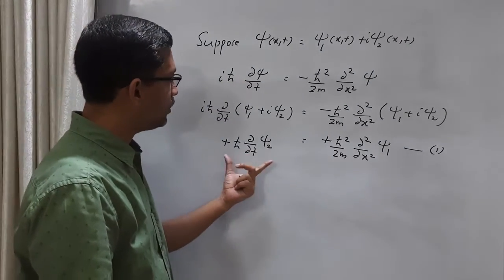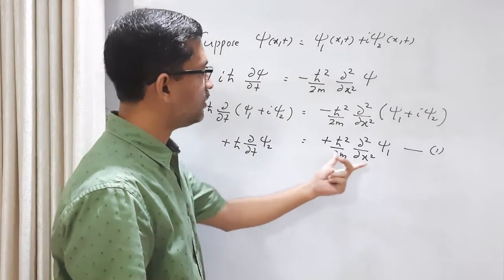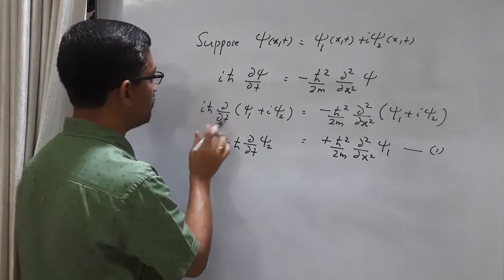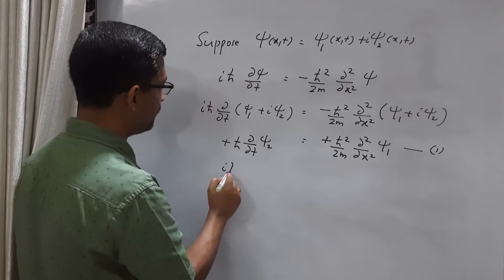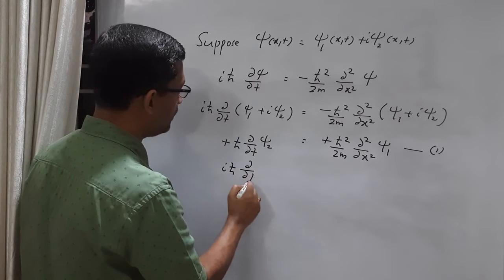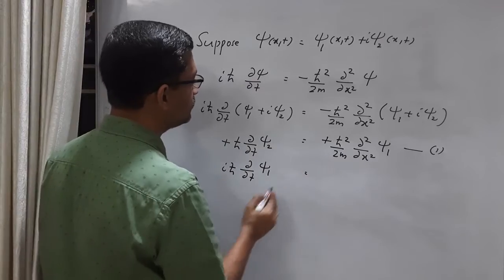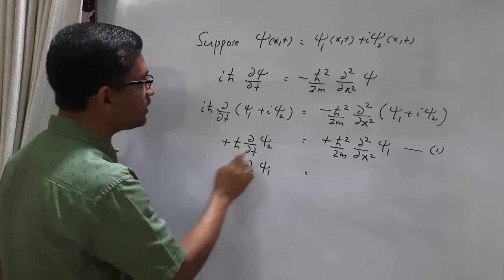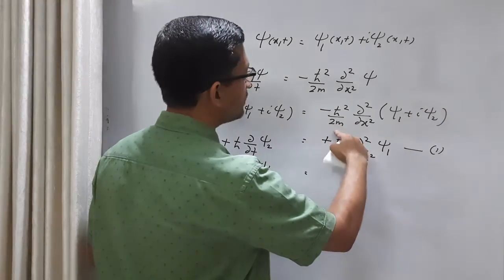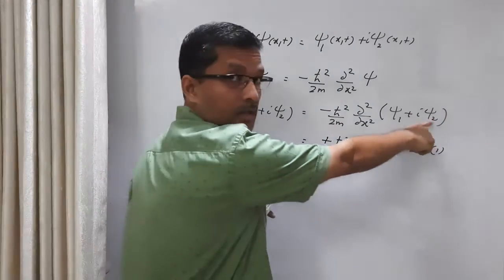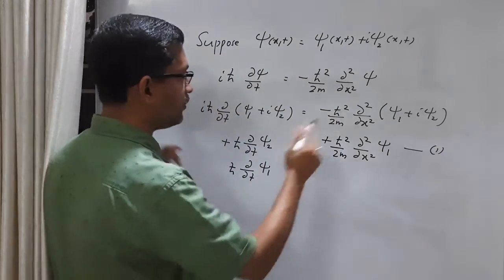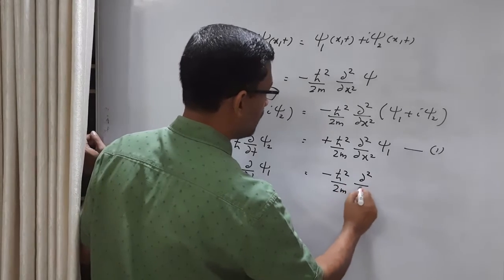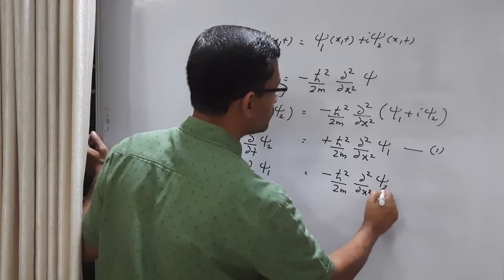iħ ∂/∂t ψ2 equals ħ²/2m ∂²/∂x² ψ1. Similarly, if we equate the imaginary parts on both sides, this is the imaginary part: iħ ∂/∂t ψ1. We don't need this i, we take the imaginary part only. Similarly, there is a term involving i here, minus ħ²/2m ∂²/∂x² i ψ2. We can remove the i from there also. So minus ħ²/2m ∂²/∂x² ψ2.